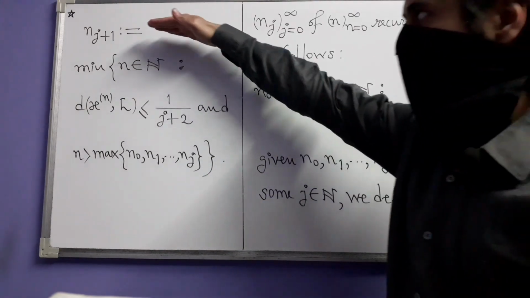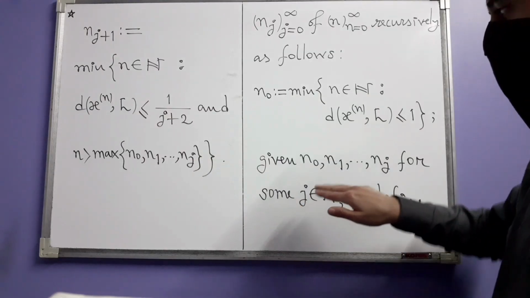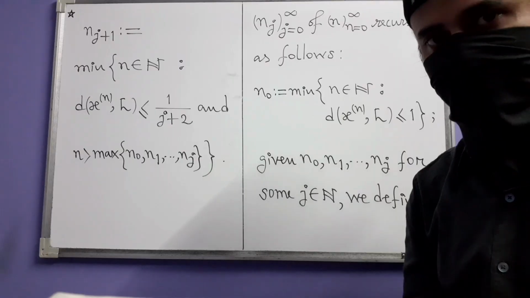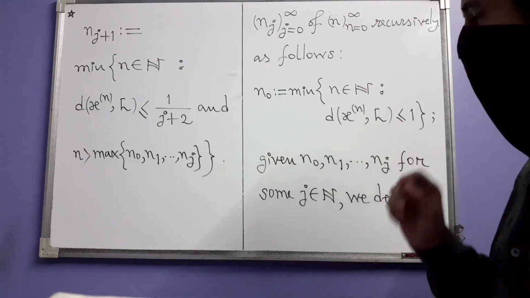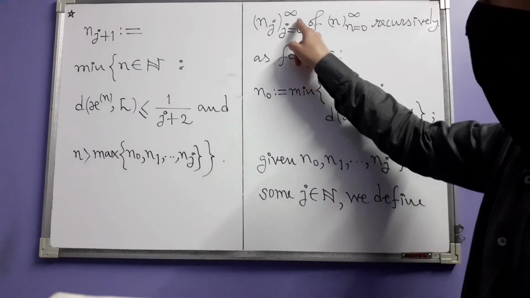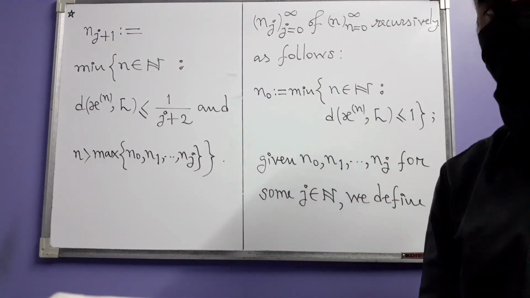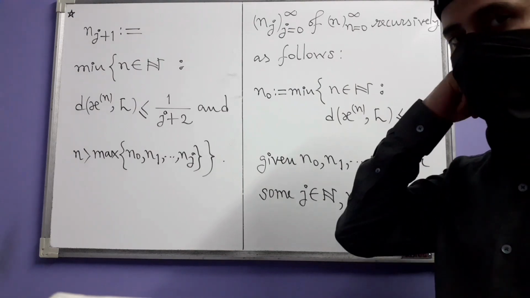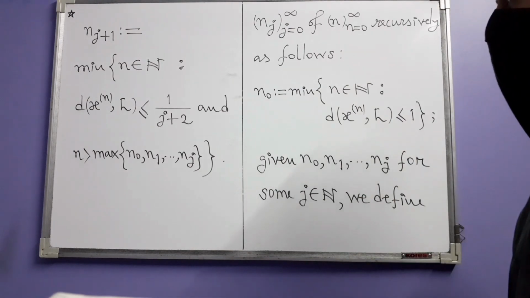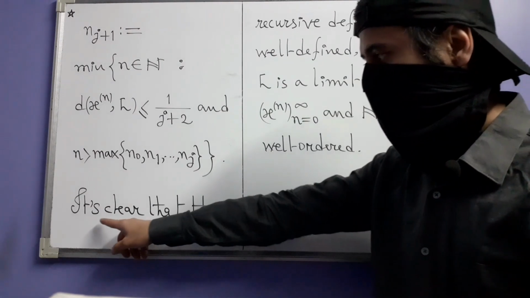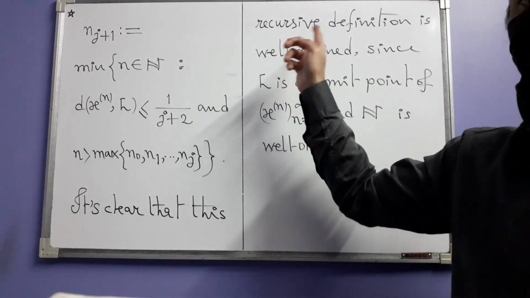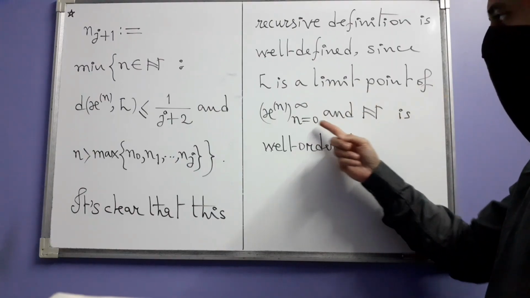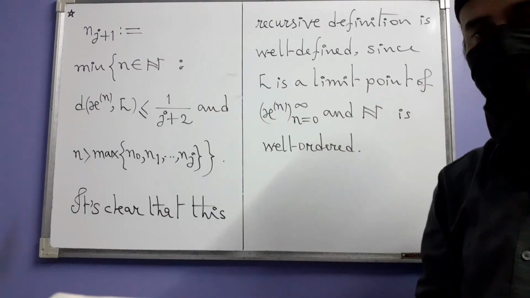Note that this part of the definition depends on these things. So this is a legitimate recursive definition, and that way we really get a well-defined nj. That alone, however, does not tell us that this is a subsequence of this. Something else is also needed. So we write the reason here. It's clear that this recursive definition is well defined, and the reason is this: since L is a limit point of xn and n is well ordered.